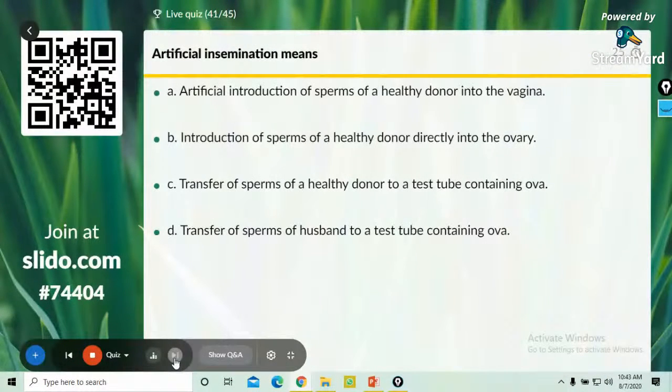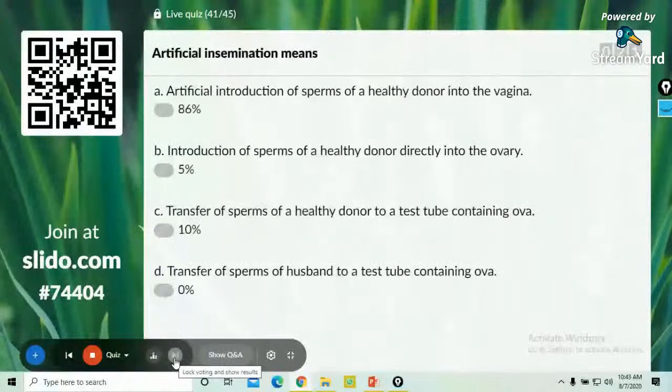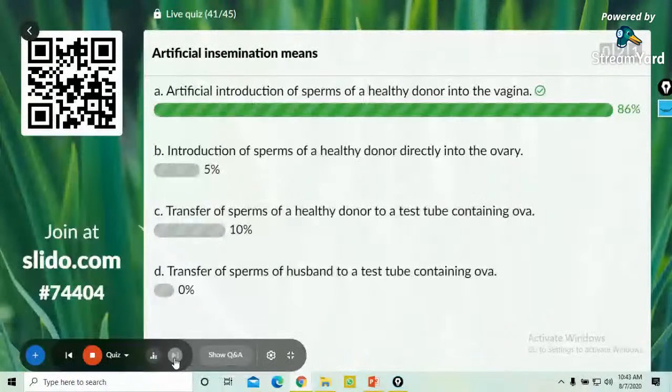41st question. Artificial insemination means artificial introduction of sperms of a healthy donor into the vagina, into the ovary, transfer of sperms of a healthy donor to a test tube containing ova, or transfer of sperms of husband to a test tube containing ova. Yes, 86% with the correct answer.